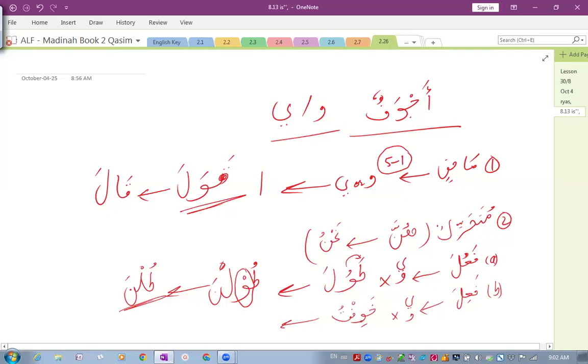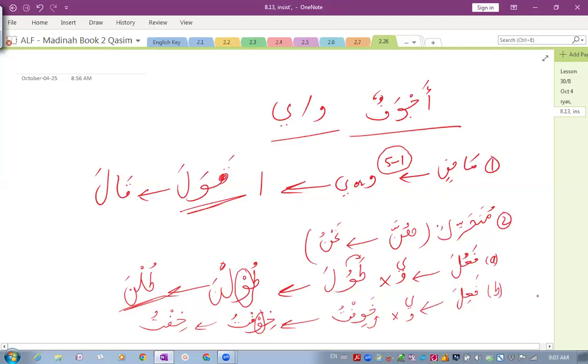Khawiftu. You bring the kasra underneath the kha, so it becomes like this, and you drop the waw with the sukoon. So khiftu. So khifna, khifta, khiftuma, khiftum, khifti, khiftuma, khiftunna.